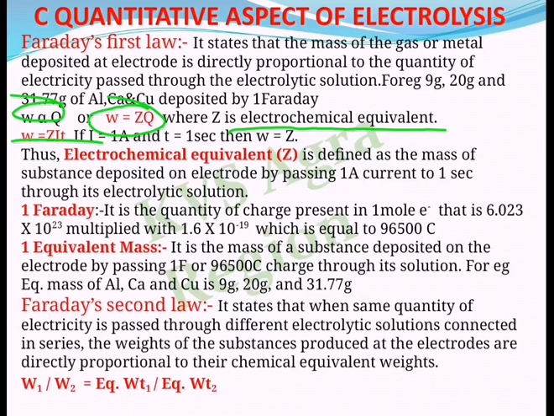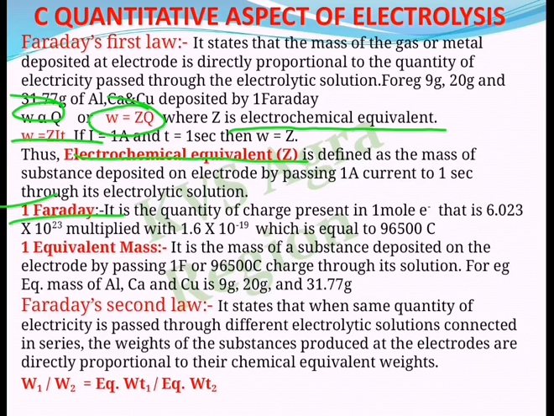Now the definition of electrochemical equivalent, Z, that is the mass of the substance deposited on the cathode by passing 1 ampere current for 1 second. Means when you pass 1 ampere current for 1 second, then some mass of the metal is deposited on the electrode. That mass is called electrochemical equivalent. Clear? From here we also get the definition of 1 Faraday.